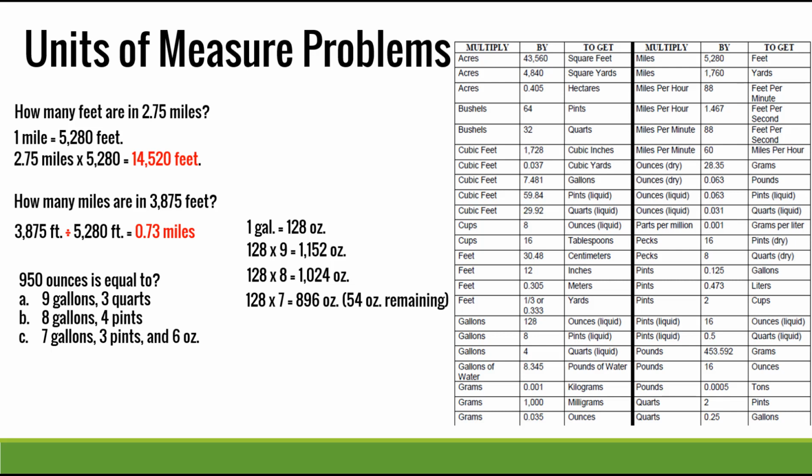128 ounces multiplied by 7 gives us 896 ounces, with 54 ounces remaining. 1 pint is equal to 16 ounces, therefore 3 times 16 gives us 48 ounces and 6 ounces remaining. Therefore, C, 7 gallons, 3 pints, and 6 ounces is the correct answer.